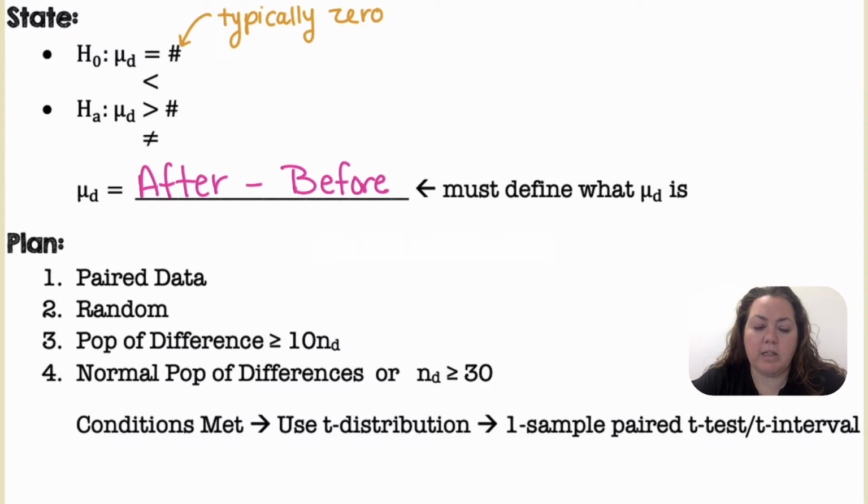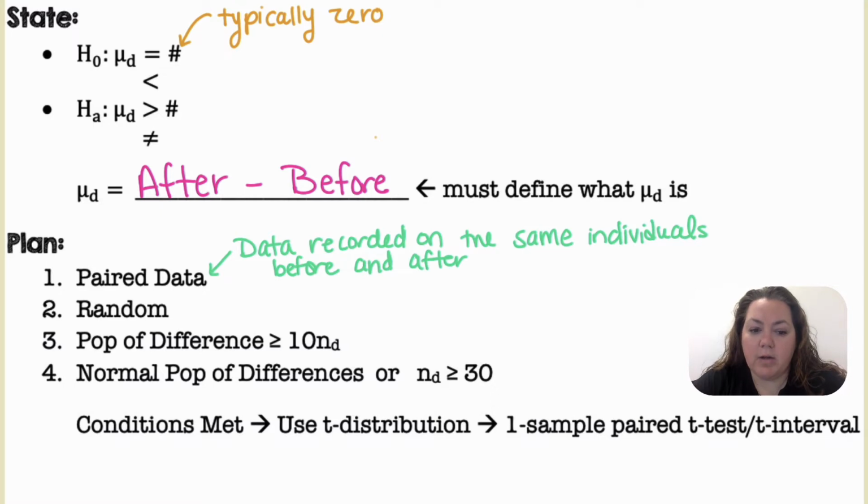Plan, we need to check our conditions. We should be working with paired data. It needs to be random, the 10% condition, and then normal conditions. Either it's coming from a normal population distribution or the number of differences is 30 or more, and we can use the central limit theorem.